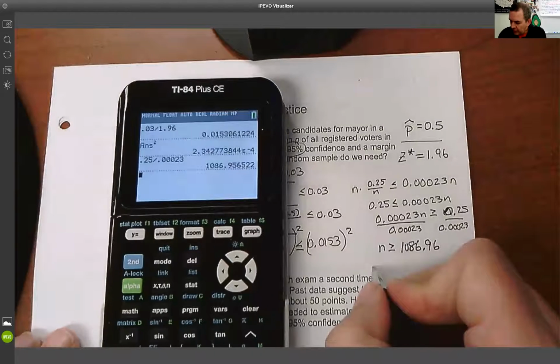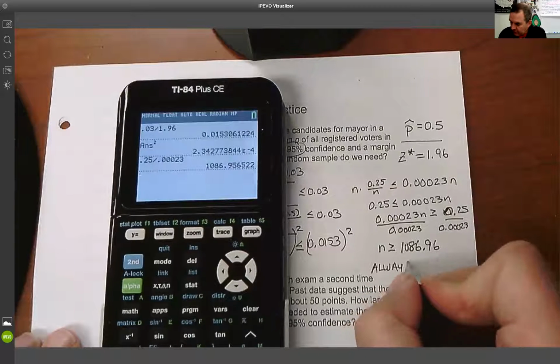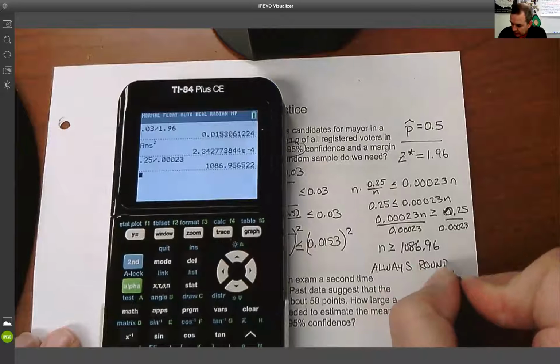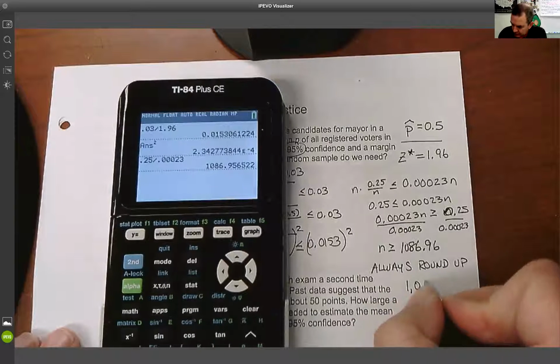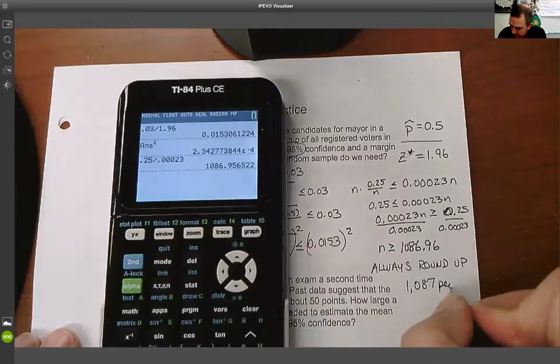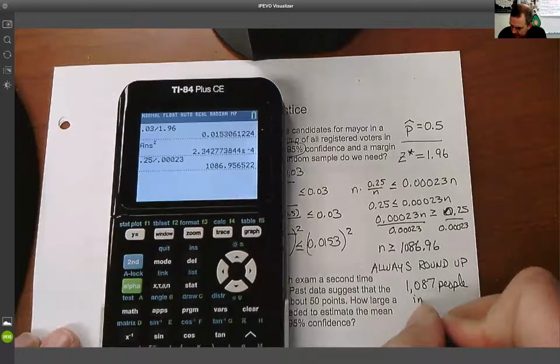And here's the deal. We are always rounding up. I know we would round up normally, but here we're always going to round up. So in this case, I would need 1,087 people in my sample.